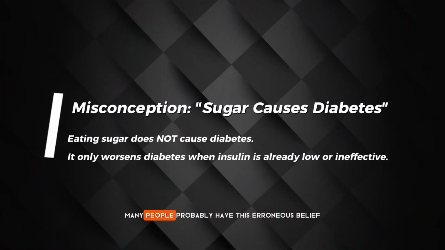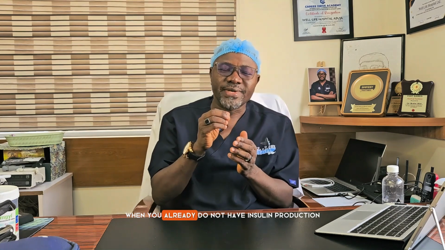What leads to diabetes? Many people probably have the erroneous belief that it's eating sugar or eating carbohydrates that brings diabetes. No, it is not eating too much sugar or too many carbs that actually produces diabetes. Rather, diabetes only gets worse when you already do not have insulin production and you expose yourself to sugar. So it's not sugar that causes diabetes, but sugar makes it worse.